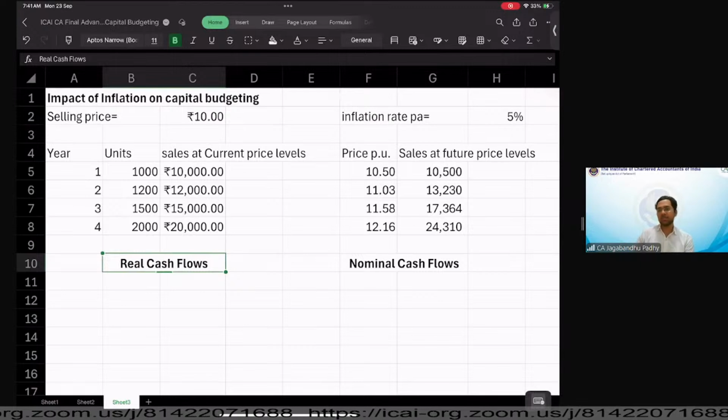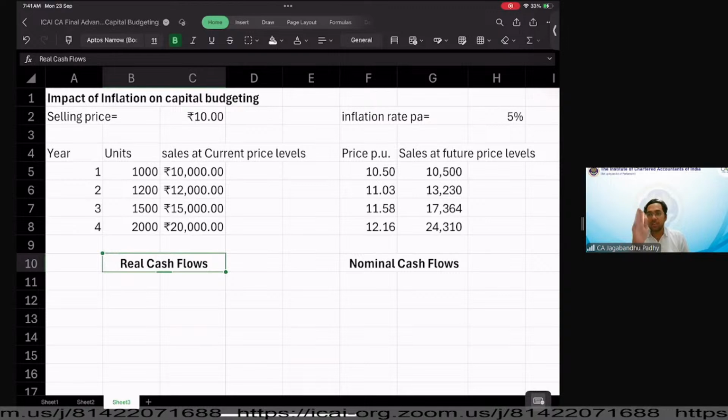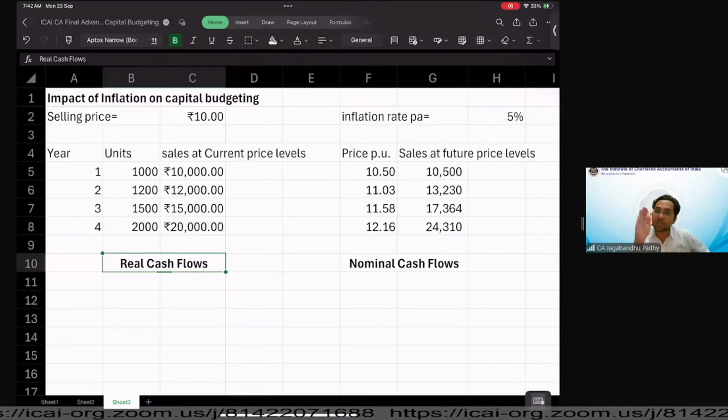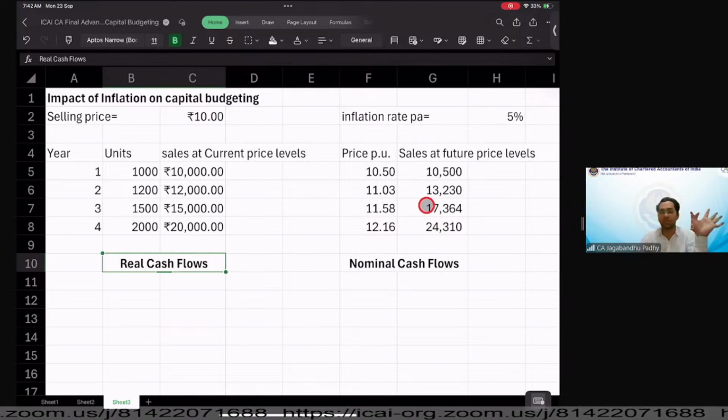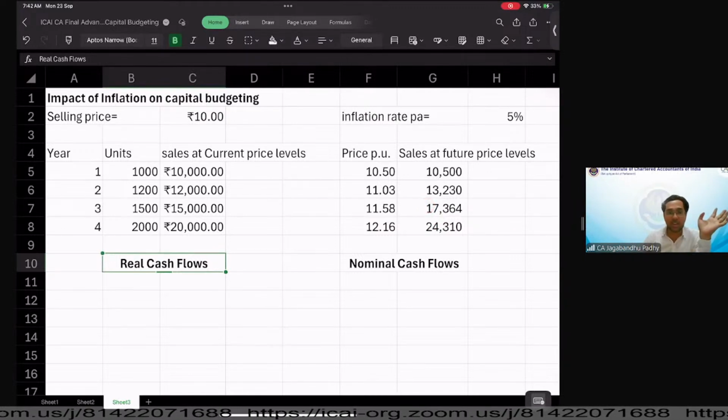Okay, real means at the current price levels. I hope you might have learned something called real GDP and nominal GDP, right? So if there is a rise in inflation in the economy, your nominal GDP will increase, because people are spending more to get your goods and services, but your real GDP won't increase. Real GDP will increase only if the quantum of goods and services is increased. So when there is no consideration of inflation, that's where you say that it's a real cash flow.